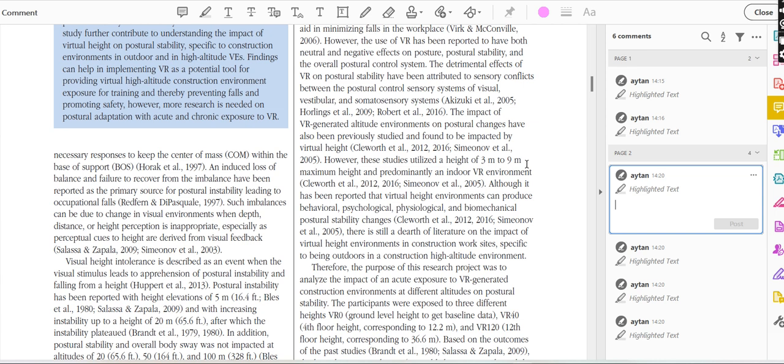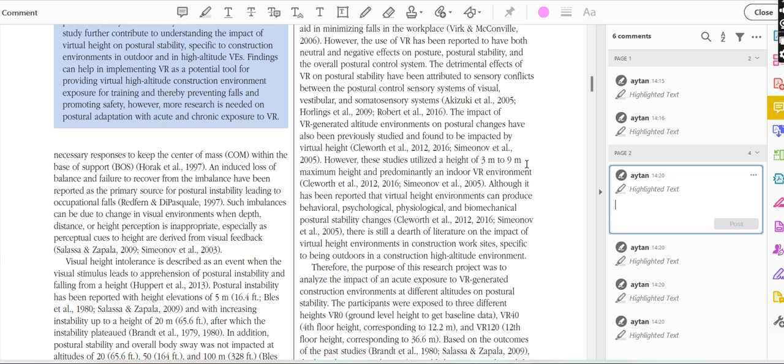Although it has been reported that virtual height environments can produce behavioral, psychological, physiological, and biomechanical postural stability changes, there is still a dearth of literature on the impact of virtual height environments in construction work sites, specific to being outdoors in a construction high-altitude environment.